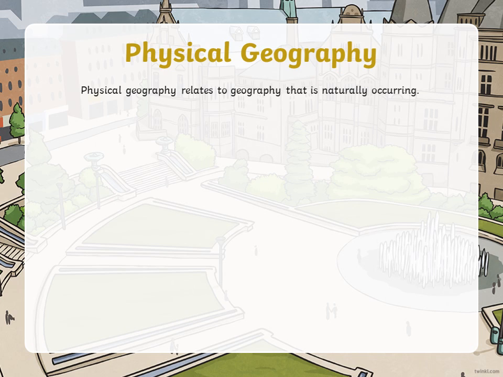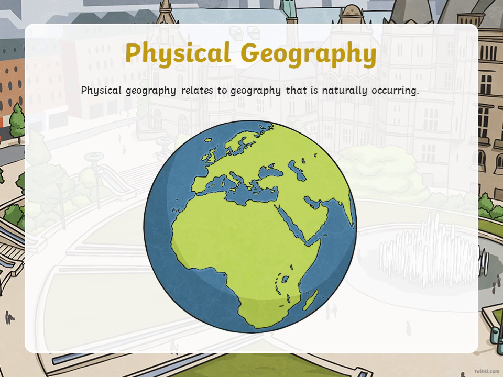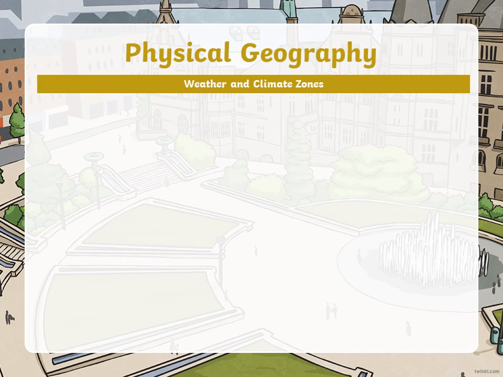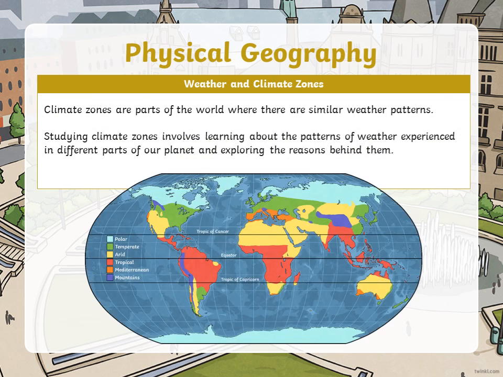So now we are looking at physical geography. Physical geography relates to the geography that is naturally occurring, everything to do with Mother Nature and the Earth. So we are going to be looking at the physical geography of weather and climate zones. So as you can see on the image, lots of different countries are in parts of lots of different climate zones. And they're part of the world where we have similar weather patterns.